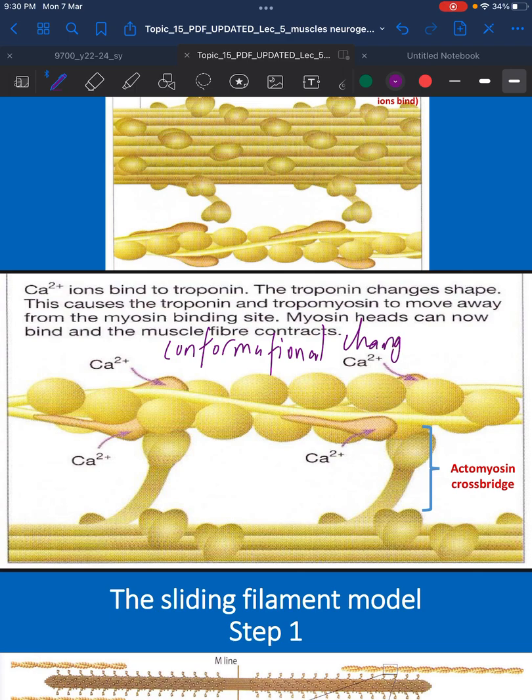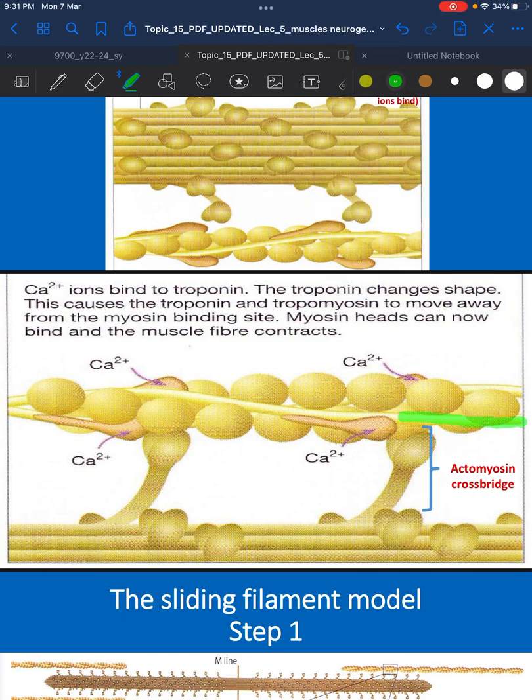Now this is something we are already familiar with. We have seen this term, conformational change, in cell signaling for the glucagon hormone, and now we come across this term again. Basically, what does it mean? It means the shape changes. In this case, the tropomyosin. So now the tropomyosin will move.